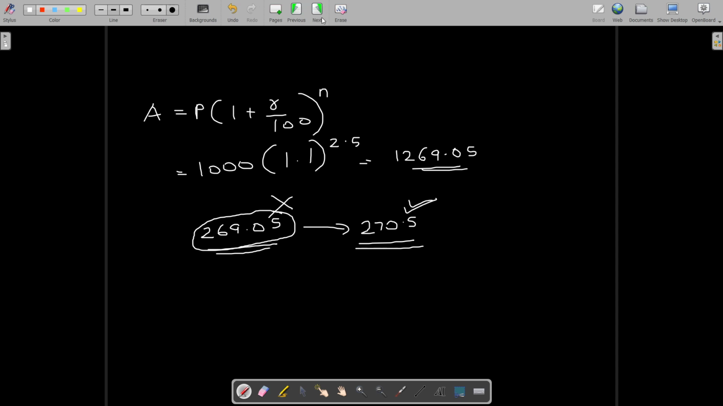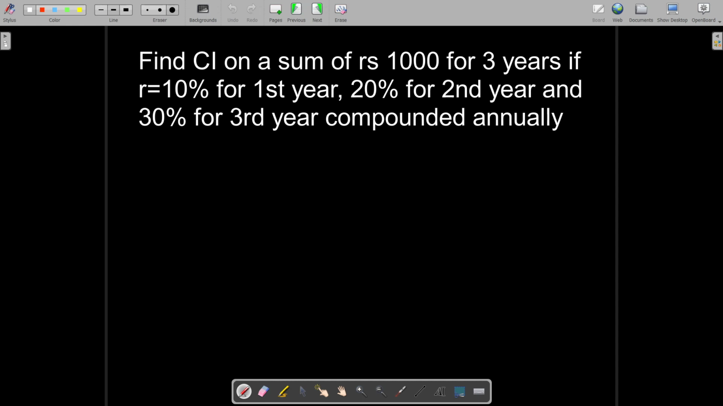Moving on to the final topic. Find compound interest on a sum of ₹1000 for 3 years if the rate of interest is 10% for the first year, 20% for the second year, and 30% for the third year, the interest being compounded annually. For the first year, you get 10% of the principal ₹1000. 10% of 1000 is ₹100 as interest for the first year.